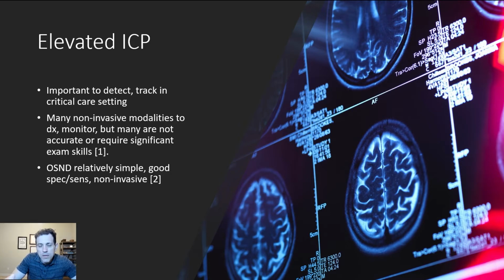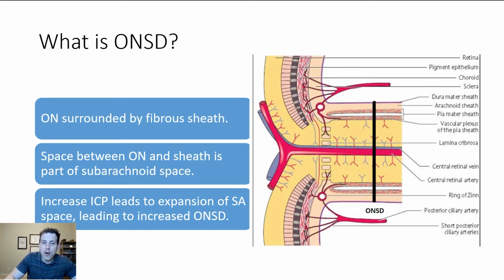And during the course of this talk, we'll talk about head-to-head comparison with optic nerve sheath diameter with things such as physical exam, MRI, CT scan, as well as transcranial Doppler. But perhaps the biggest real win for optic nerve sheath diameter is that it is relatively simple to use with good sensitivity and specificity, and we will review that as we progress.